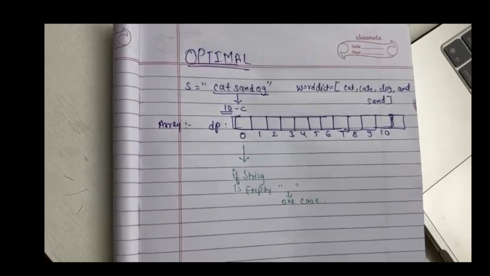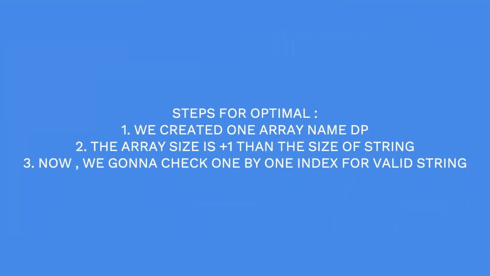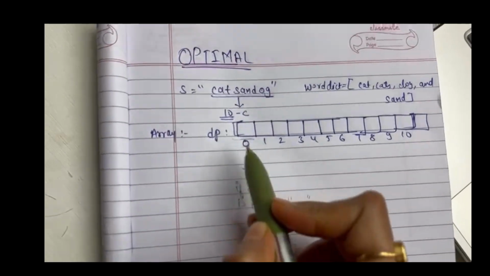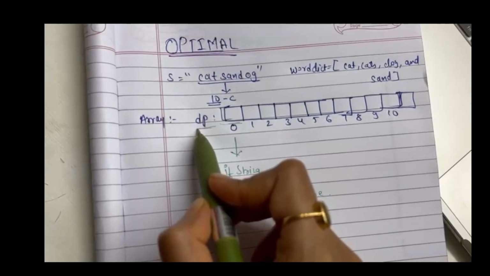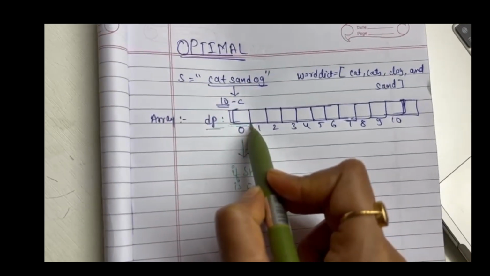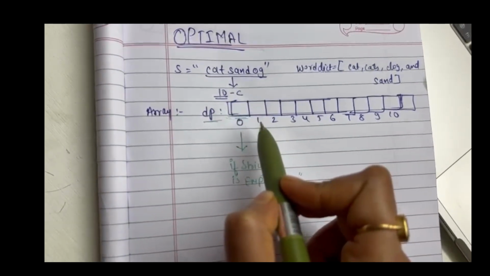Now that we have seen how brute force repeated the work, let's talk about the optimal solution. The idea is we will use dynamic programming to avoid redoing the same calculation. First, we create an array. Let's call it dp. This is an array with a size equal to the length of the string plus 1. Each position in dp will be true or false. It means: can we break the string up to that position?